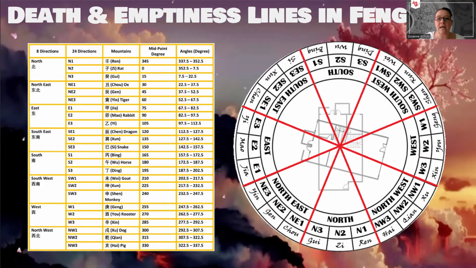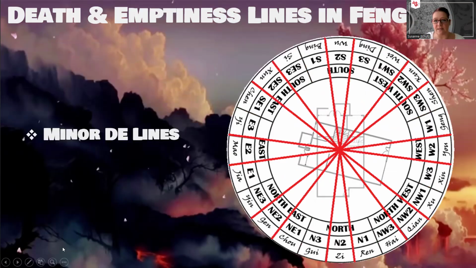And then lastly, we've got the minor death and emptiness lines. Now, the minor death and emptiness lines, again, they're minor, right? So the annoyance level is minor, and they happen only within the major cardinal directions, the major 8 directions. And they are also only between the 24 mountains. So let's have a look at the southeast here.